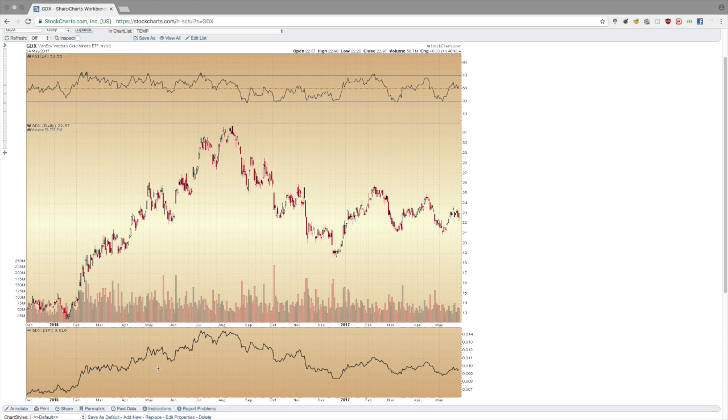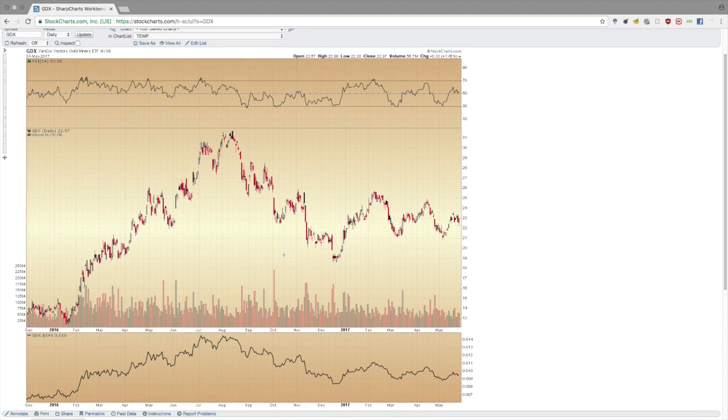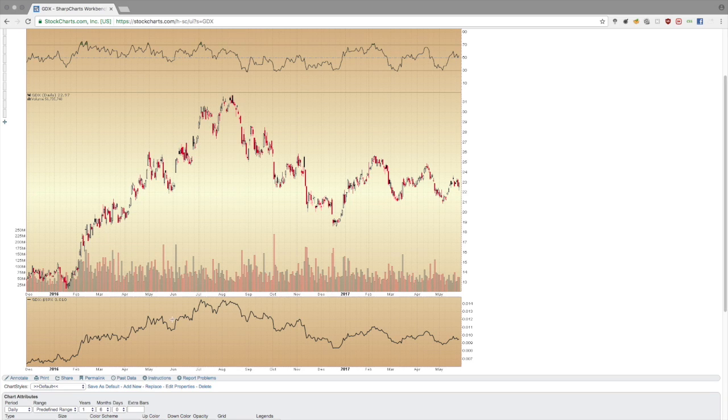And so what you can see, this is a ratio. And so when this ratio is moving up, it's telling you that the gold miners are outperforming the broad stock market. And when the ratio is moving down, it's telling you that the broad stock market is outperforming the gold miners. Okay, so this is on the 18-month time frame, and we're looking at a daily view, 18 months.